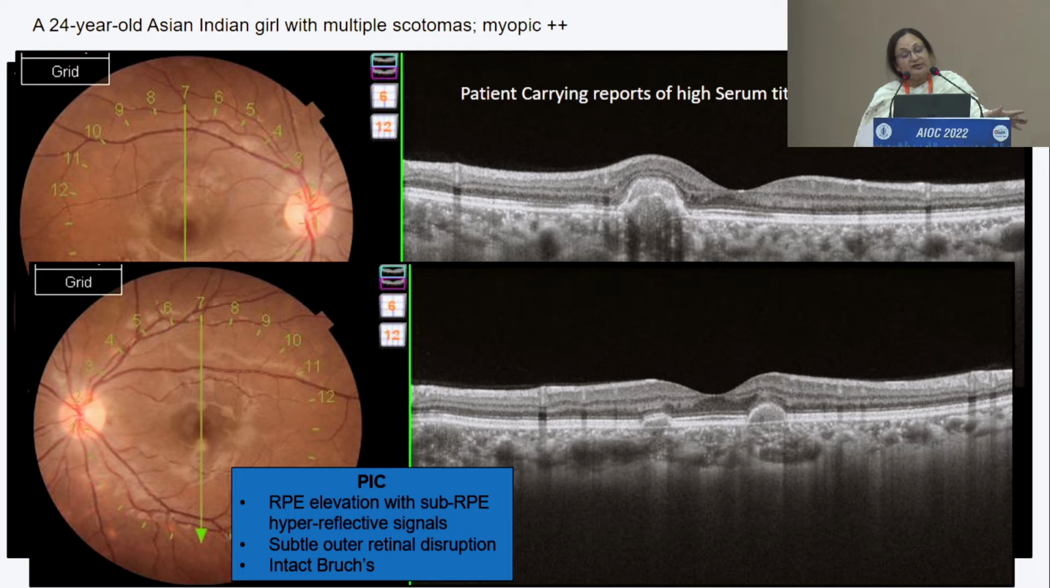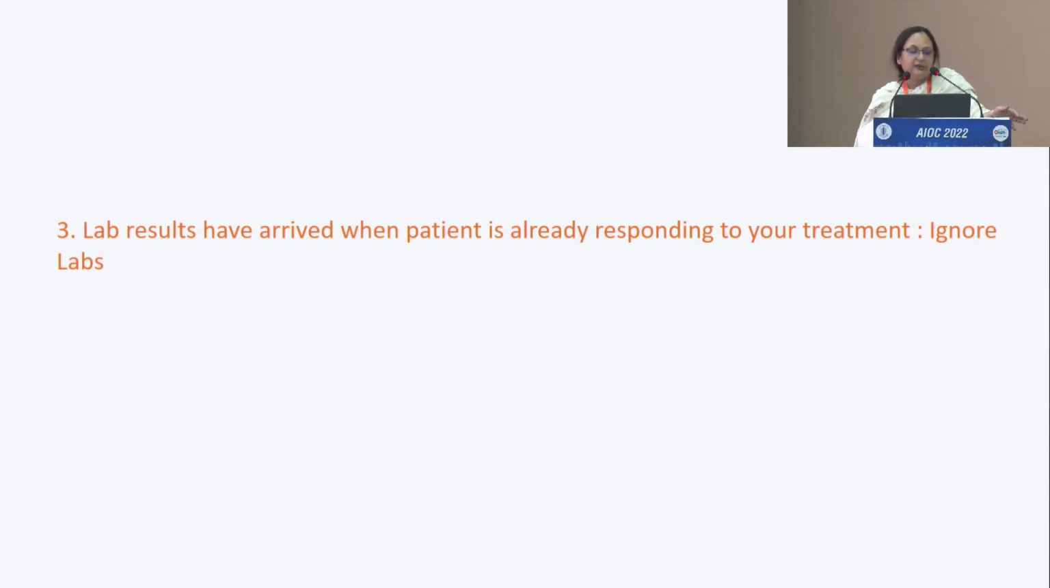Now the patient is carrying a report of high titers of CMV IgG. Just ignore it, because it doesn't have any relevance in this scenario? Your diagnosis is PIC. Why should some XYZ lab make you change your diagnosis or make you start antiviral therapy?